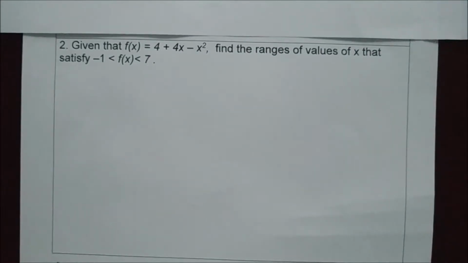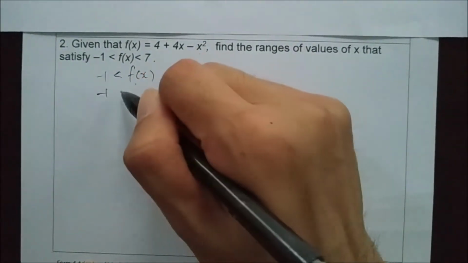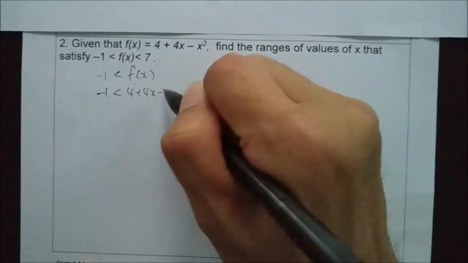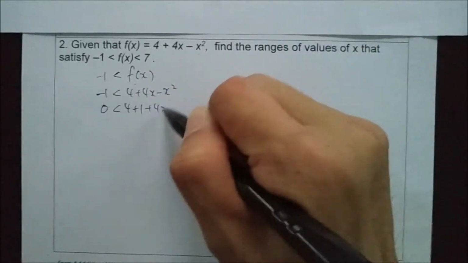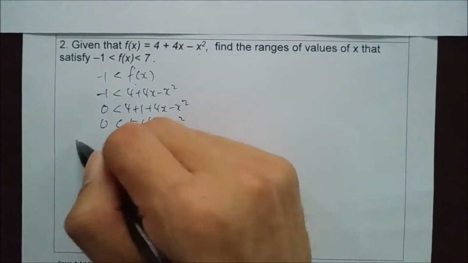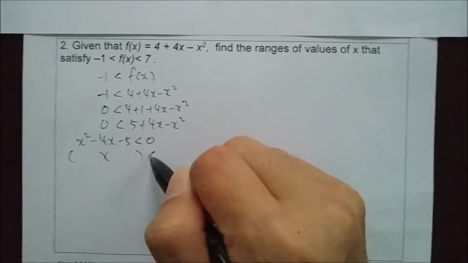Question 2. Given that f(x) equals 4 plus 4x minus x squared, find the range of values of x that satisfy f(x) is greater than negative 1 and less than 7. So we can break this into two parts. Negative 1 is less than f(x), and then we substitute this into this part. We get negative 1 less than 4 plus 4x minus x squared. Then we try to solve this. Factorize this.